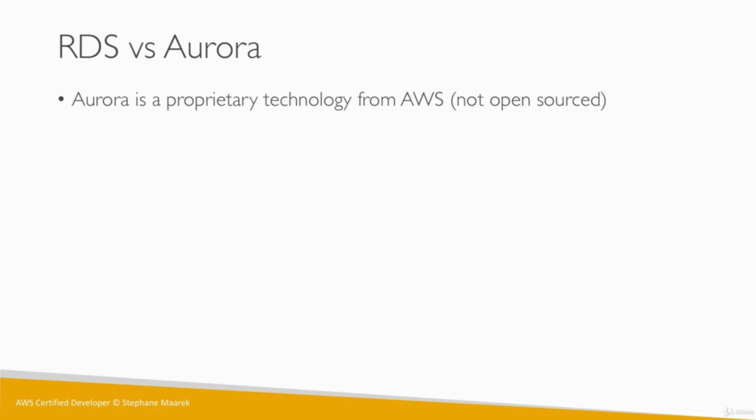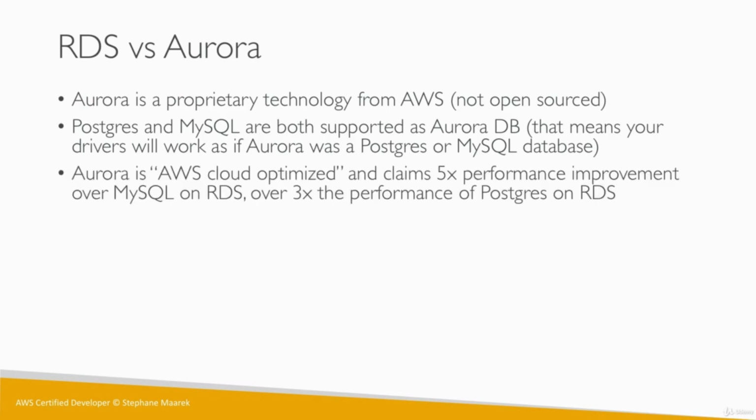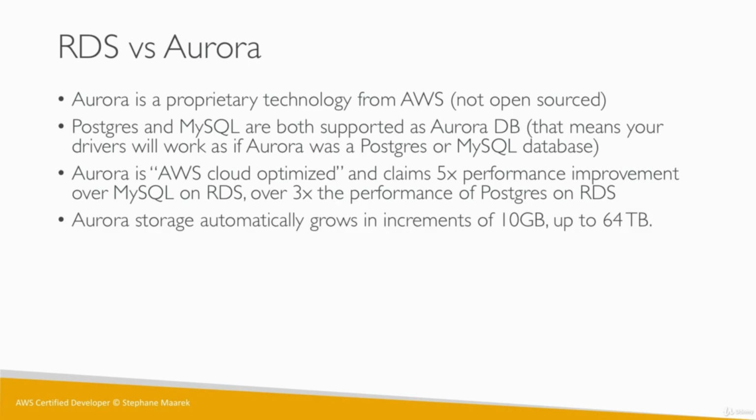Now, talking about Aurora, just a last bit you should know about RDS. Aurora is basically a proprietary technology from AWS, and it's not open source, so we don't know how it works. But basically, Aurora is compatible with Postgres and MySQL. So they're both supported. And the idea with Aurora is that it's cloud optimized. And so Amazon claims there is a 5x performance improvement over MySQL or a 3x performance improvement over Postgres. And it comes with incremental storage, so you can increment the storage over time from 10 gigabytes up to 64 terabytes.